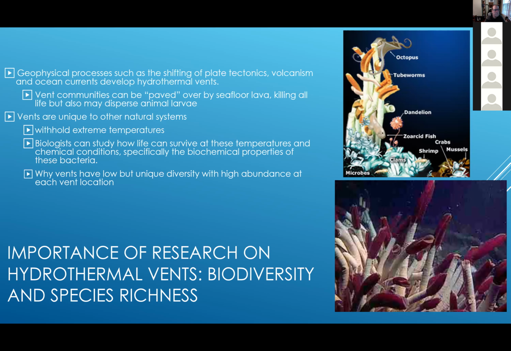The vents are also unique to other natural systems because they can withstand extreme temperatures. And then biologists are able to study how life can survive at these temperatures and at these chemical conditions, specifically the biochemical properties of the bacteria. And it brings questions on why vents have low but unique diversity with high abundance of these species, but depending on each vent location. And on this slide right here is just an example of different species that can be found at these vents. And the picture at the bottom is specifically of the tube worms, which is a very popular one.